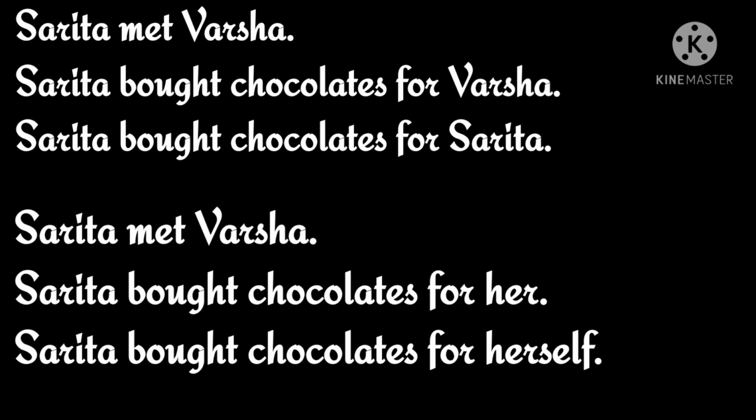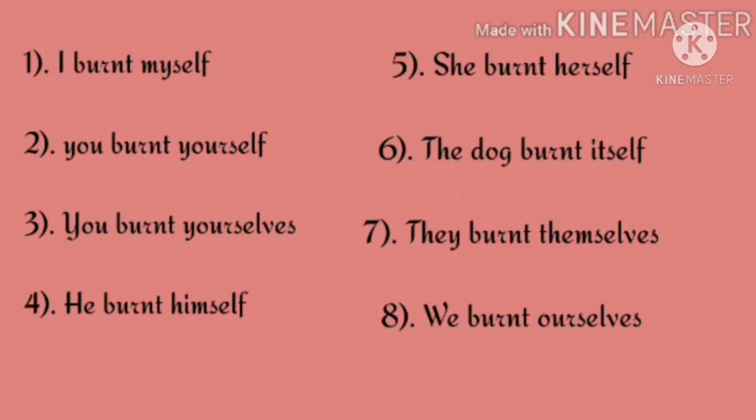Children, in the third sentence, both the subject and the object of the sentence are the same. That is, Sarita is the subject as well as the object. So here we do not use the pronoun her in place of the object. Instead, we use a special pronoun herself, where self refers back to the subject, Sarita. Now look at some more examples for your better understanding.